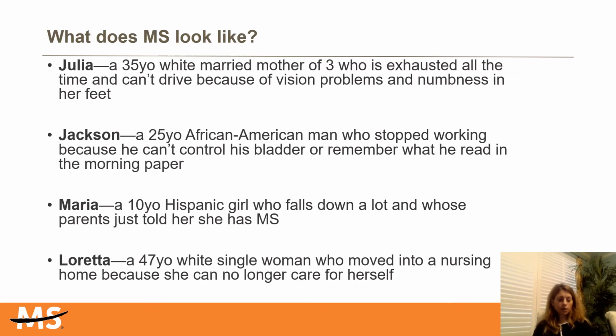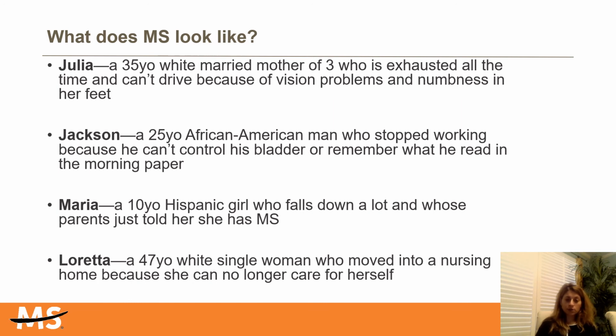So this slide and the next slide are here to show you the many cases of MS, any of whom could need the services of a mental health professional. For example, Julia is a 35-year-old married mother of 3, who is exhausted all the time and can't drive because of vision problems and numbness in her feet. Jackson is a 25-year-old African-American man who stopped working because he can't control his bladder or remember what he read in the morning paper. Maria is a 10-year-old Hispanic girl who falls down a lot and whose parents just told her that she has MS. Loretta is a 47-year-old white single woman who moved into a nursing home because she can no longer care for herself.